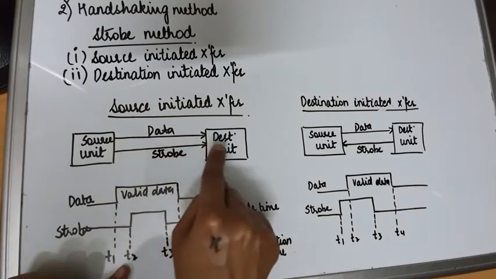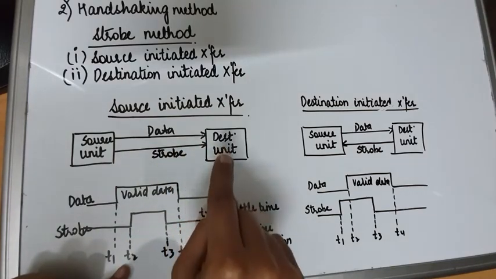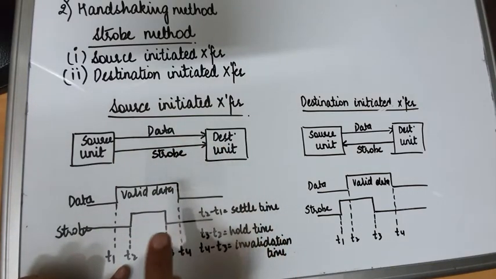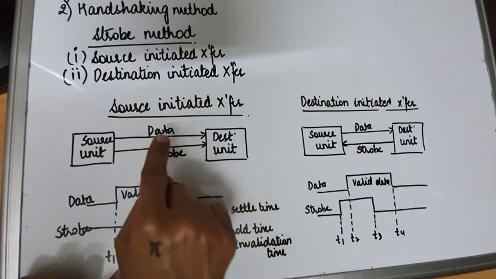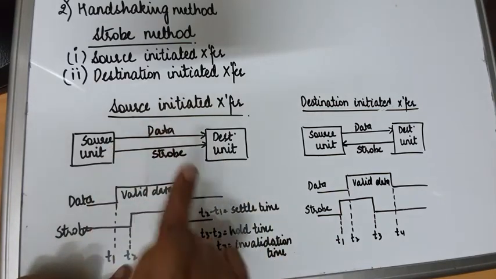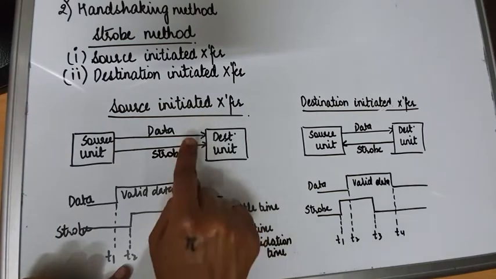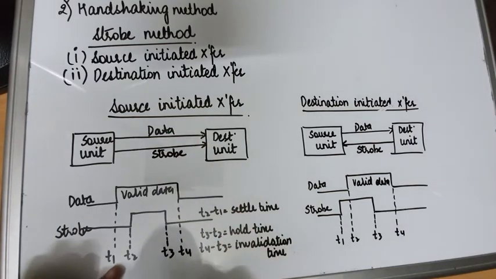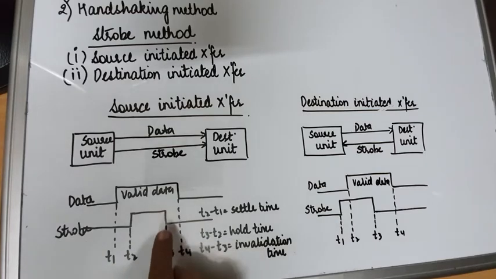This strobe signal is received by the destination unit. The destination unit, on sensing the strobe signal, knows that there is data on the data bus which is given by the source unit. It reads the data. At time T3, the source unit will disable the strobe signal. After this time, the destination unit should not read the data.